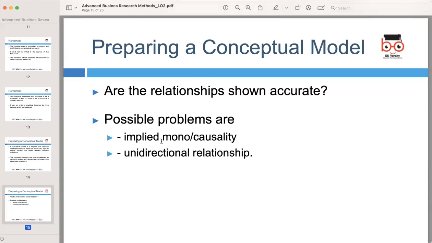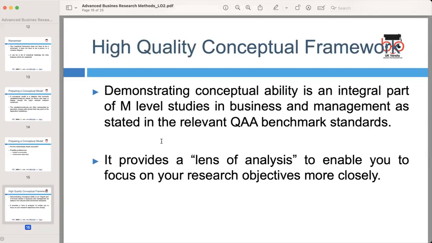Yeah, so, high quality conceptual framework. Demonstrating conceptual ability is an integral part of M-level studies in business and management, as stated in the relevant quality assurance benchmark standards. So it provides a lens of analysis to enable you to focus on your research objectives more closely.